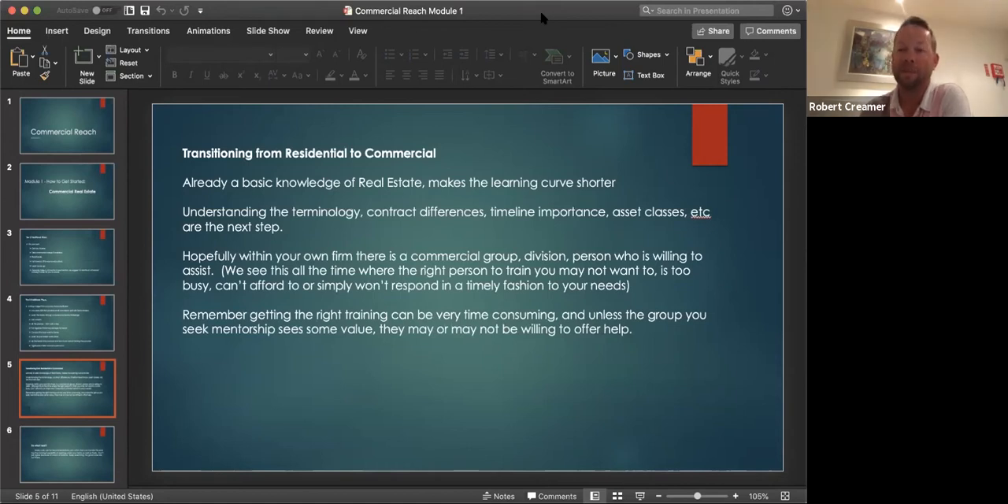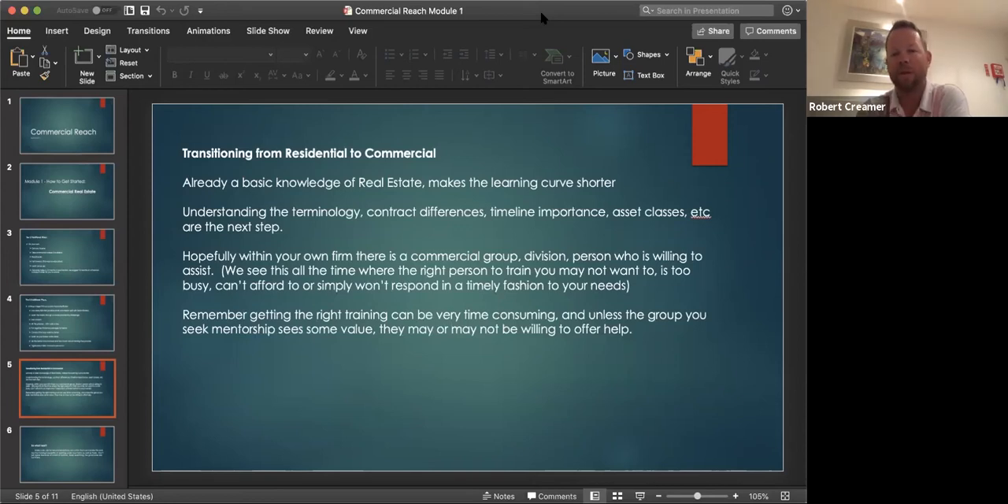However, in the event something goes wrong, you need someone to go to. Who do I call? How do I get this resolved? Is that my broker? Is that a commercial broker, another firm? Is that an attorney? Who do I need to contact when something happens? Because it will happen, and you have to have that resource. It's very important.